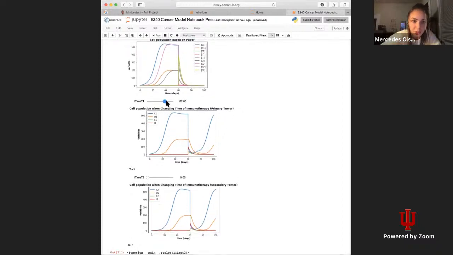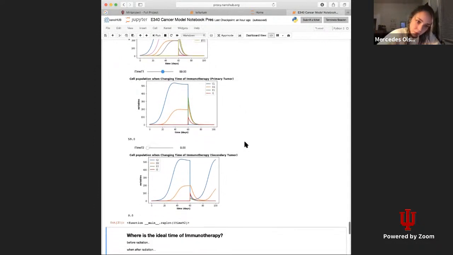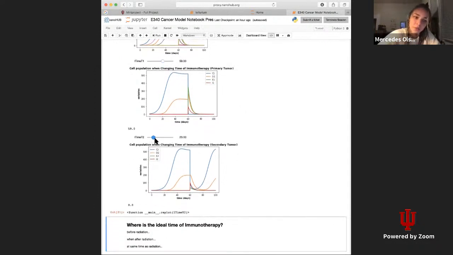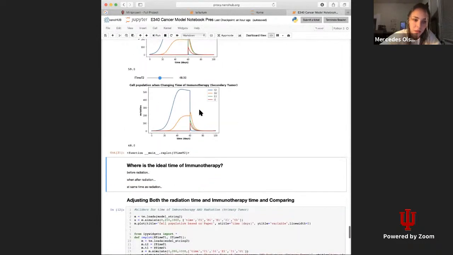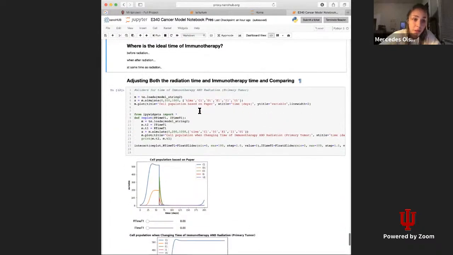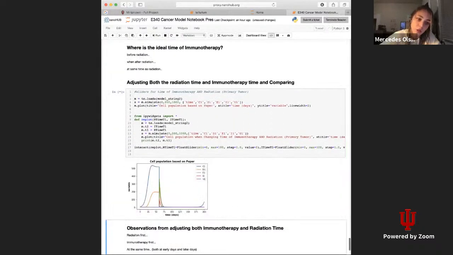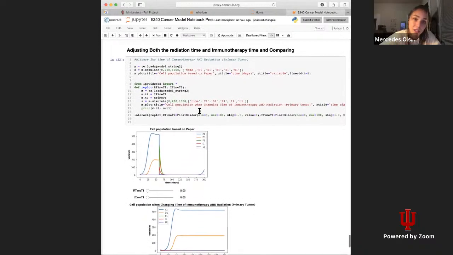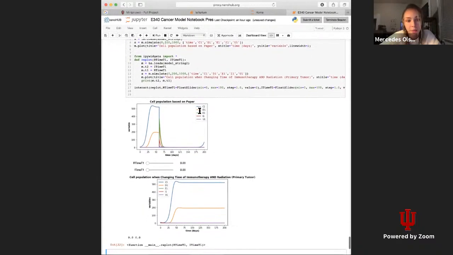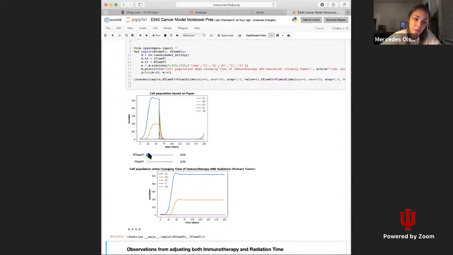So you can see that it was most efficient when it was at the same time as the radiation. As you can see, the tumor cells don't come back quite as fast, or the cancer cells don't come back quite as fast. And then again, this is just the second tumor, which will give you similar results, just a little bit lower values. And then something I did to kind of wrap it up was allow you to change both the tumor radiation time and the immunotherapy time to just kind of see the relation between it.